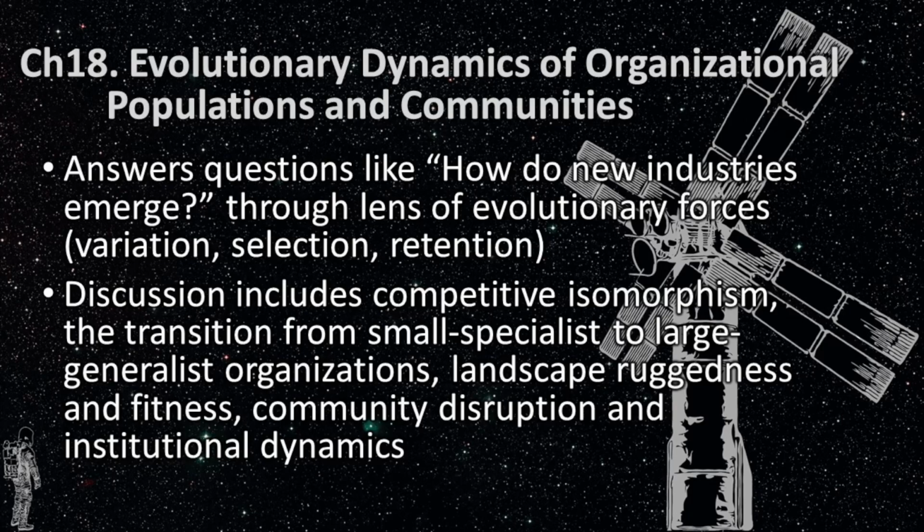Chapter 18 focuses on using the evolutionary motor forces of variation, selection, and retention to delve into questions such as how do new industries emerge? Topics of discussion include competitive isomorphism, how organizations transition from the small specialist category to the large generalist category, landscape ruggedness and fitness, community disruption, and institutional dynamics.